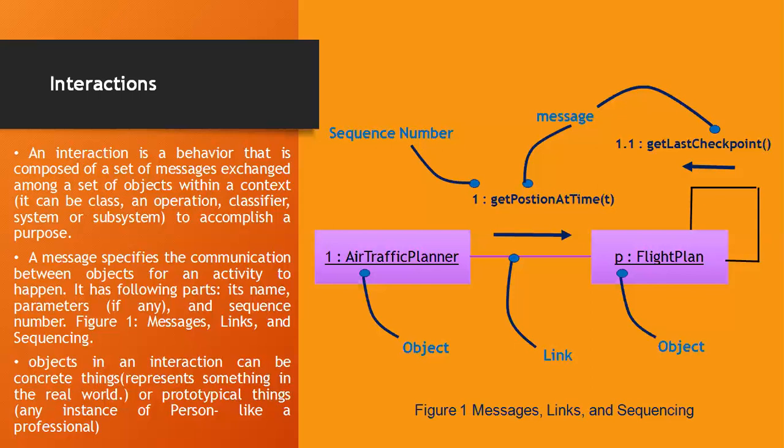As a concrete thing, an object represents something in the real world, and for example here P is an instance of the class FlightPlan.